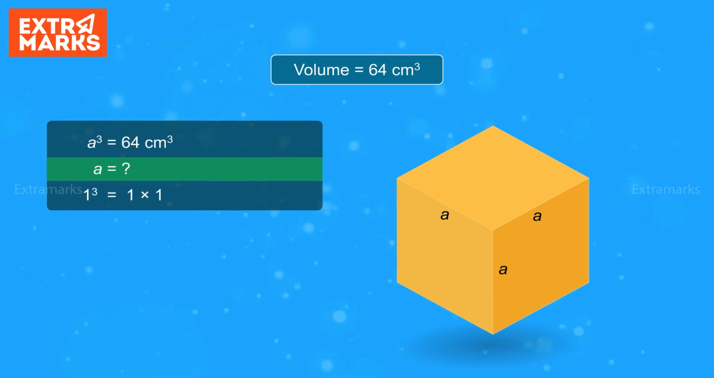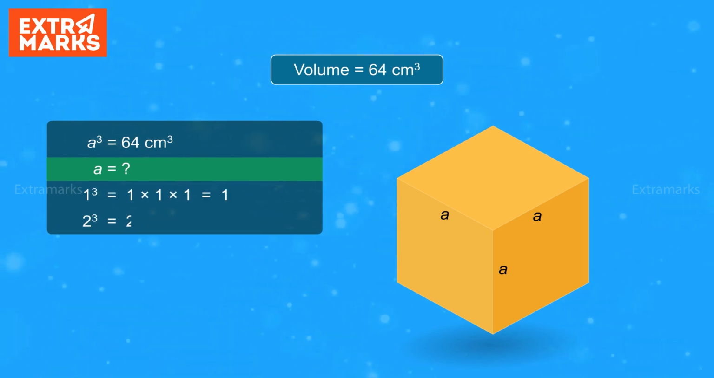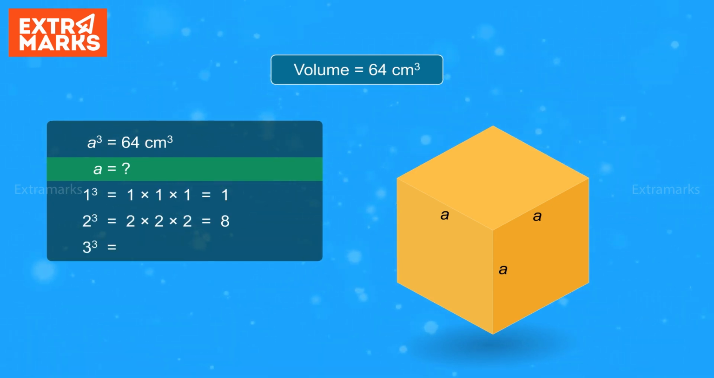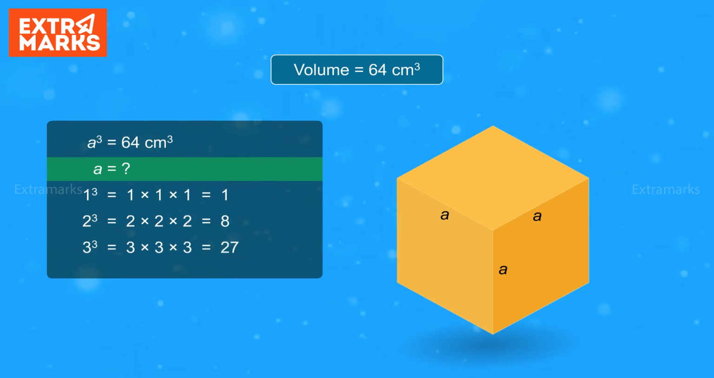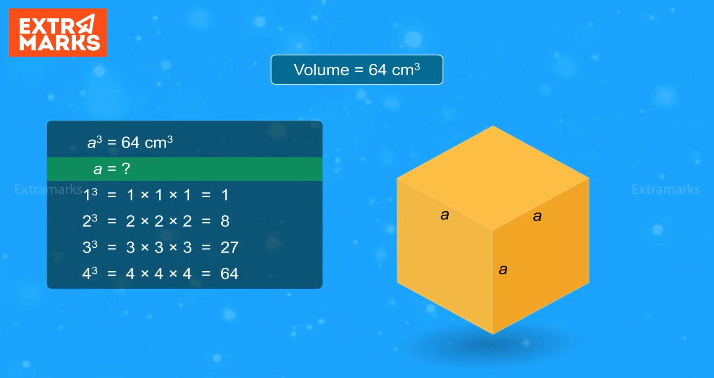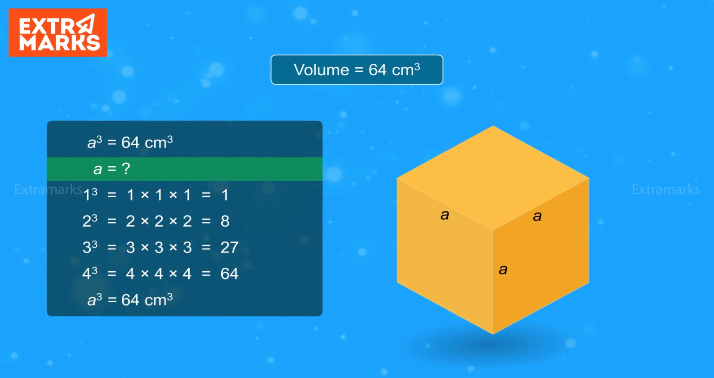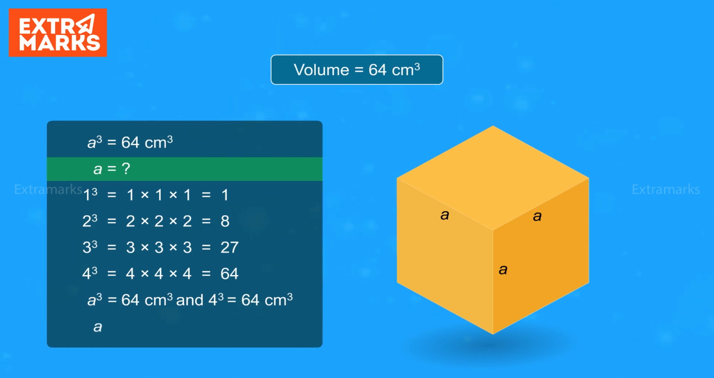We know that 1 cubed is equal to 1, 2 cubed is equal to 8, 3 cubed is equal to 27, 4 cubed is equal to 64. Thus, we get A cubed is equal to 64 and 4 cubed is also equal to 64. Therefore, A is equal to 4 centimeters. Hence, the side of the given cube is 4 centimeters.